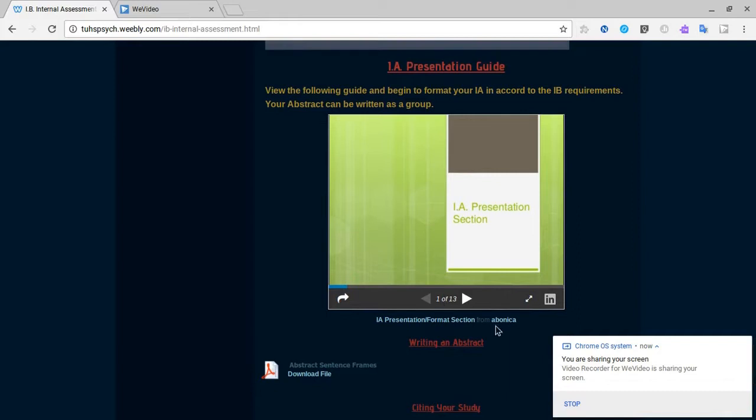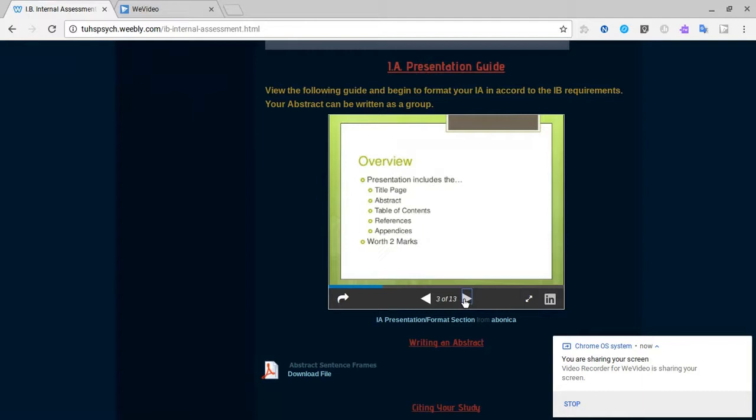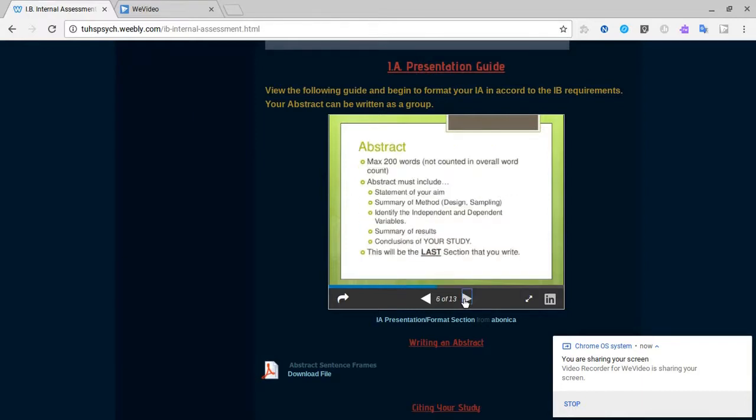The first thing that you'll see is information in the presentation section. In here, it talks about the abstract and what it is. Essentially, this is a paragraph that you will be writing last, the very last thing that you will write, but it will be actually the first thing that you input into your presentation and into your project.